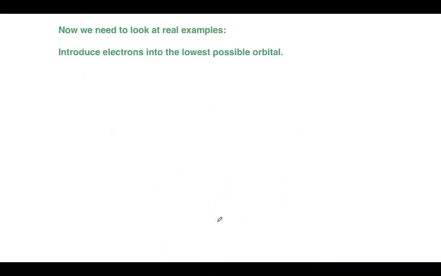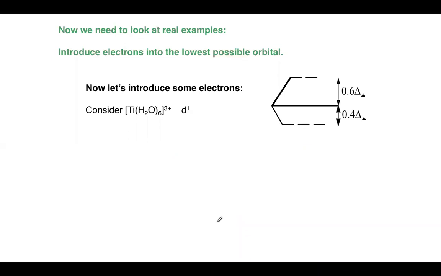Okay. So let's take a look at some actual examples. So we introduce electrons into the lowest possible orbital, of course. And so this is how we start to understand why in our magnetism that we saw in the previous part, we thought we had a certain number of unpaired electrons, but it turns out we had something totally different.